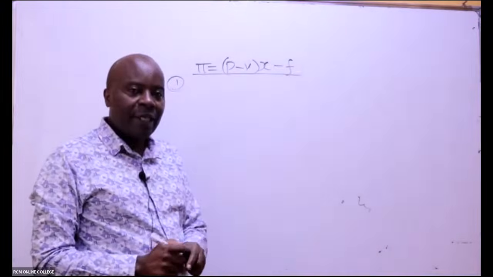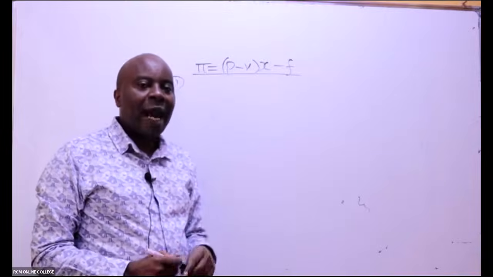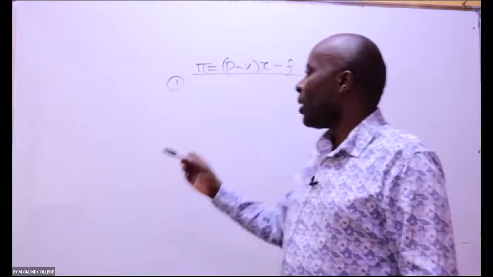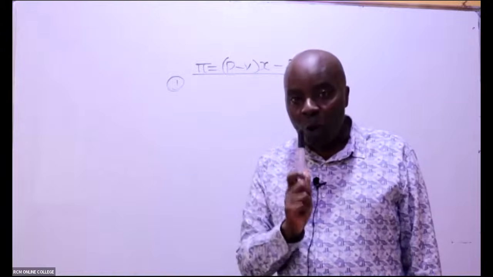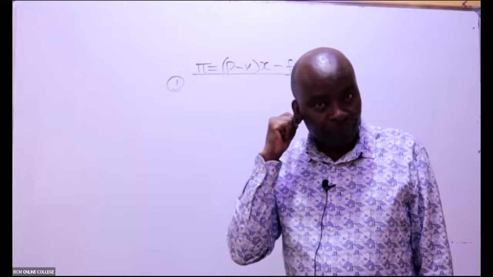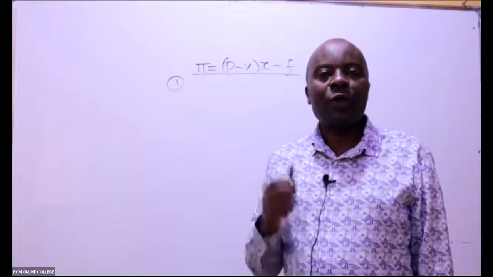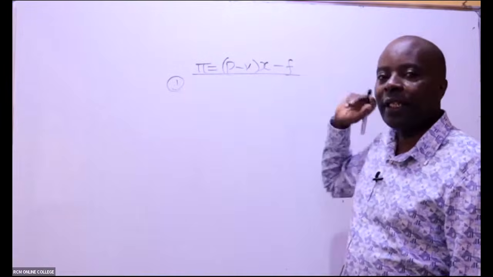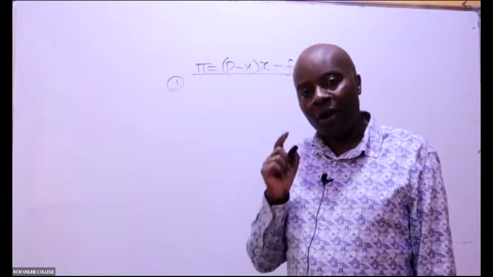So assumption number one is that the price is known in advance and will remain constant. The selling price is known in advance and will remain constant. Variable cost per unit is known in advance and will remain constant. I hope somebody is writing this down. Variable cost per unit doesn't fluctuate. It's known in advance and will remain constant. The same case with fixed costs: they are known in advance and will remain constant.